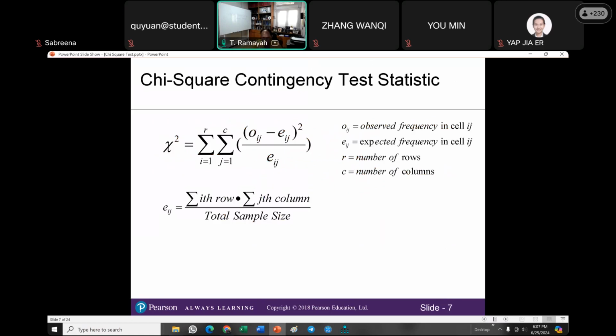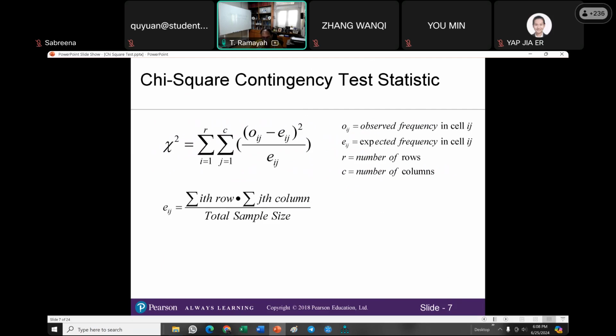Okay, to do this chi-square test, the formula looks a bit messy like this. Chi-square equals the summation from i equals 1 to R, where R means the number of rows, and j equals 1 to J, the columns. So how many rows you have, how many columns you have. Then we take (O_ij minus E_ij) squared divided by E_ij. O_ij is the observed frequency, and E_ij is called the expected frequency.